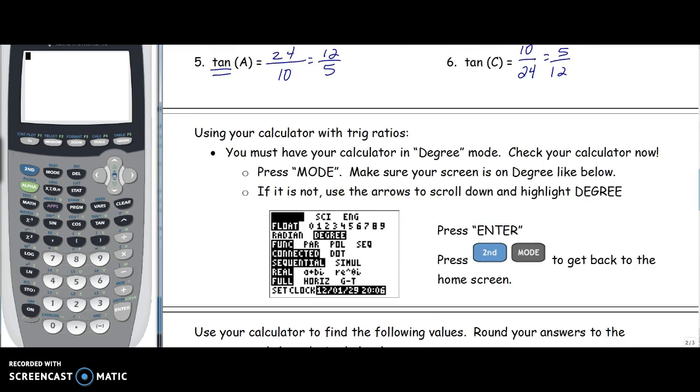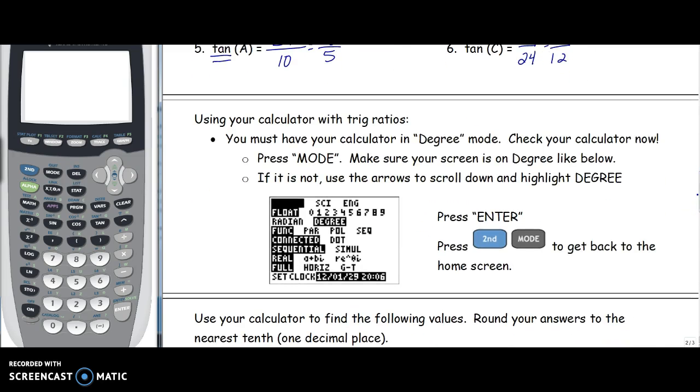We can also use our calculators with trig ratios, because what that's going to do is find the missing side length. Okay, so you must have your calculator in degree mode. So if you notice, I have my calculator here on the left. So check your calculator now. So what you're going to do is press mode, the button right next to the second. Okay, and we need to put it in degrees. So your screen should match this one here.